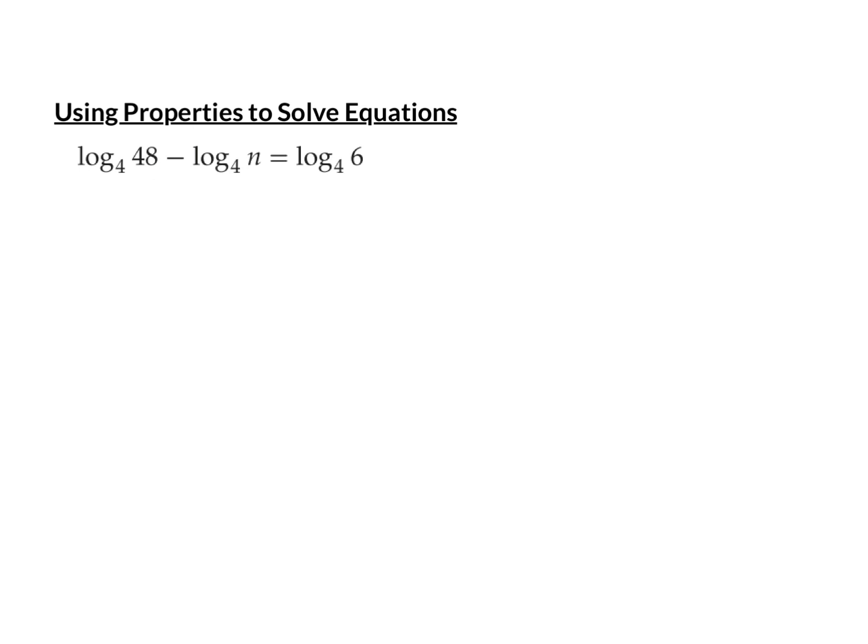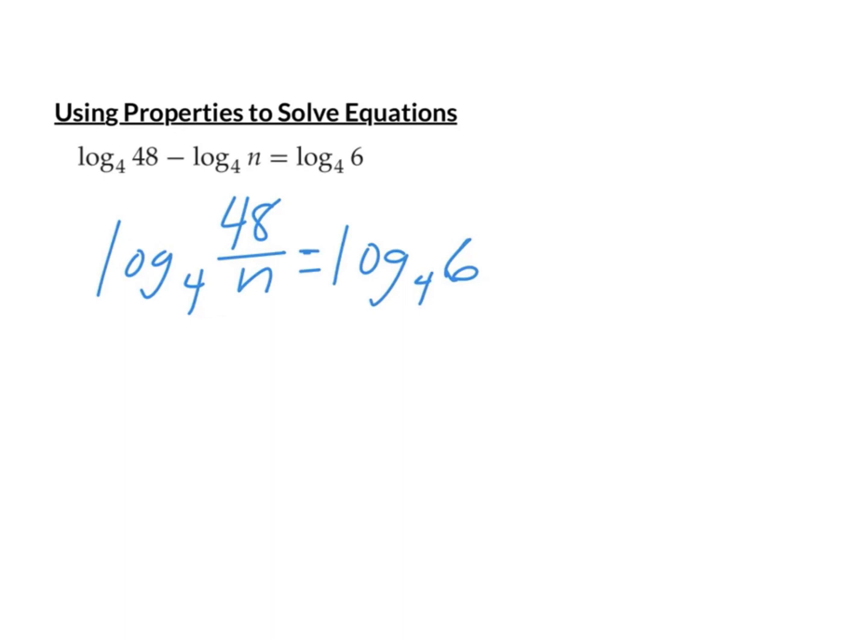So what it should look like is this. Log base 4, 48 over n. How many had that? Good. Log base 4 of 6. So what does this mean? What does this tell us? What does this let us know? 48 over n equals 6. Correct. 48 over n equals 6. So what's n? What? 48 divided by what equals 6?